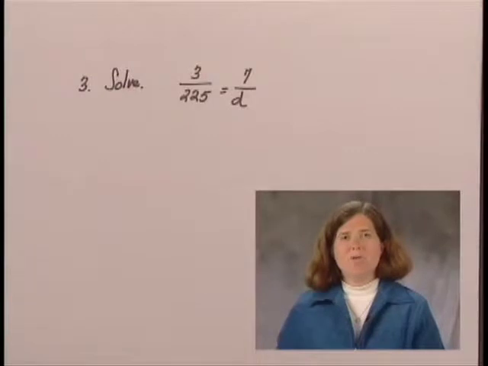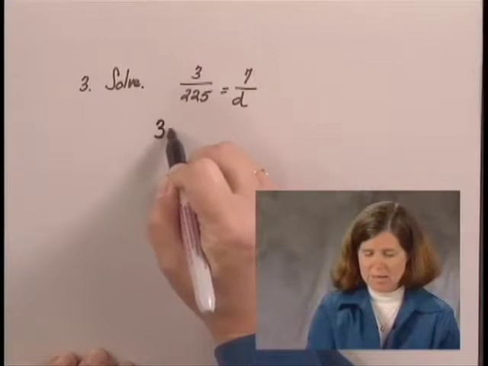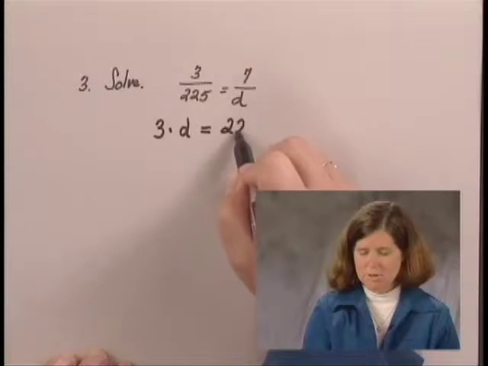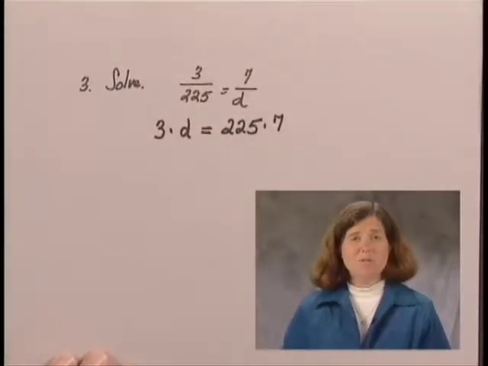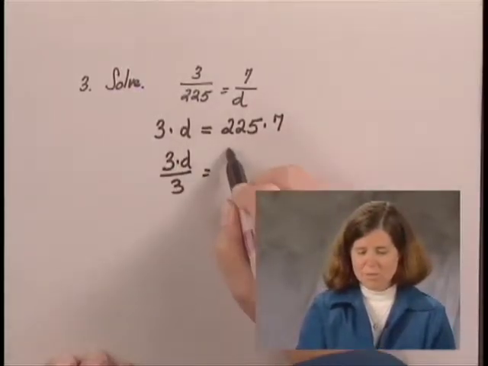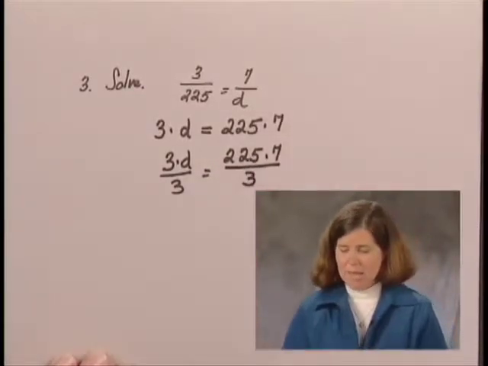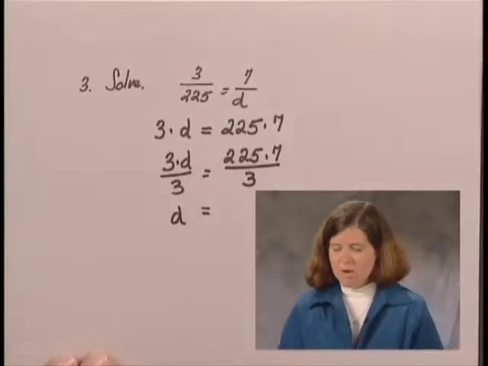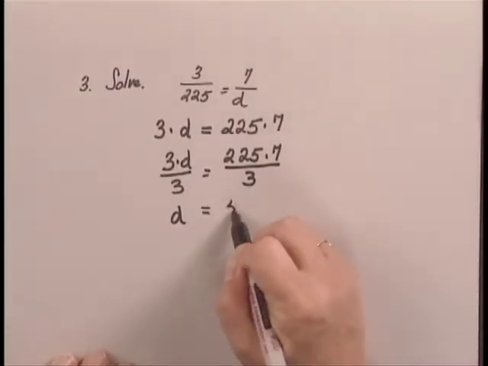And we'll do this by equating cross products. We will equate 3 times D to 225 times 7. To solve this, we will divide both sides by 3, and we get 3 times D divided by 3 equals 225 times 7 divided by 3. The left side becomes D, and the right side we can multiply 225 times 7 divided by 3, and we have 525.